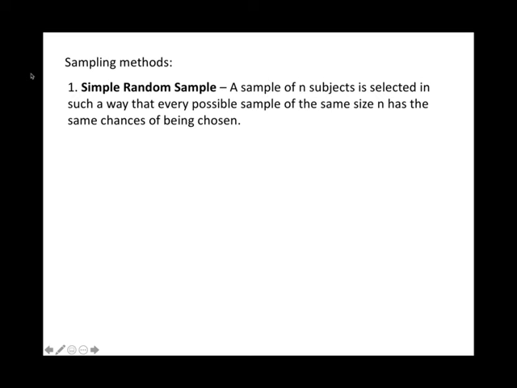Okay, sampling methods. We're going to learn 5 different sampling methods. First one, simple random sample. A sample of n subjects is selected in such a way that every possible sample of the same size n has the same chance of being chosen. This is called a simple random sample. Make sure to highlight the last sentence: they have the same chance of being chosen.